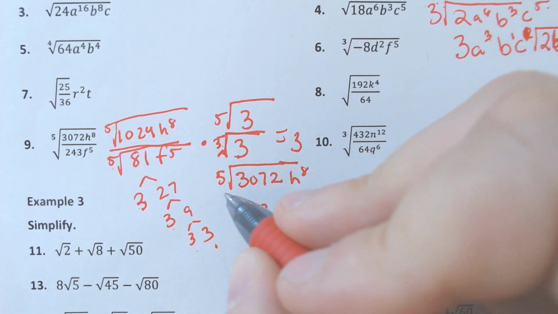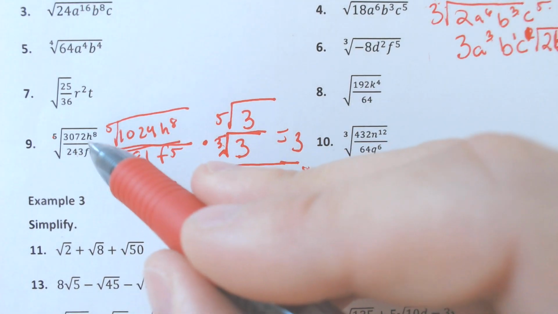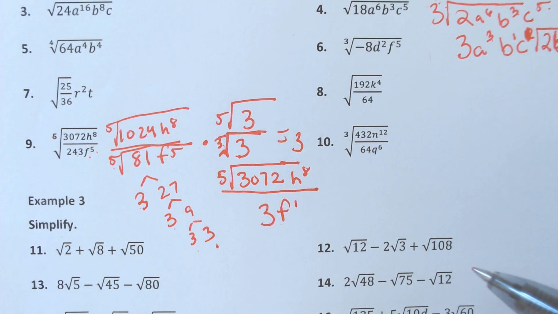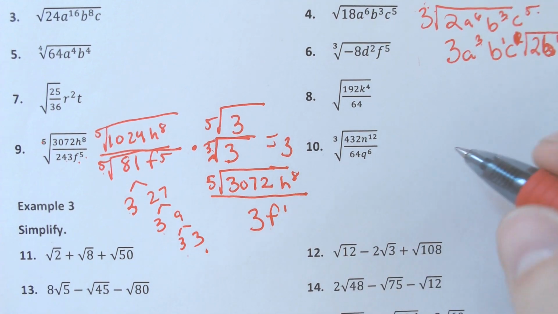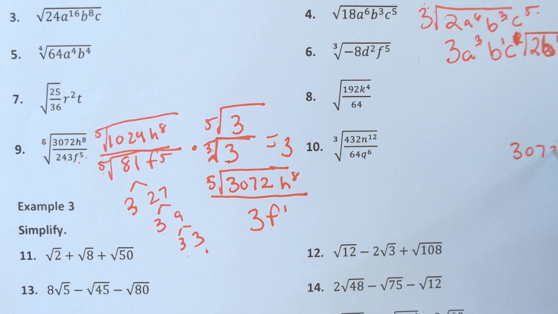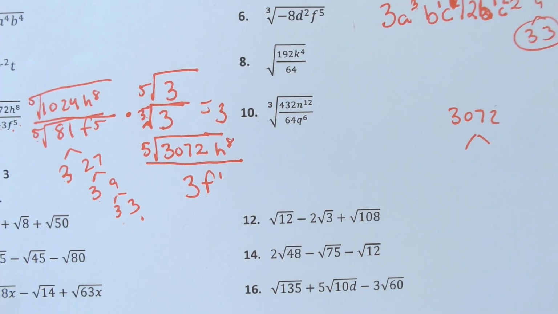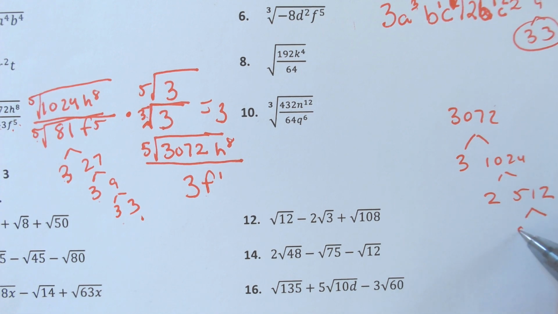H to the 8 I haven't dealt with. I will be doing the 5th root of f to the 5th power, which is f to the 1st. So, can the 3,072 break down? Well, I imagine 3,072 can do something. 3,072 divides by 3, and you get 1,024, which divides a lot. You get 512. And if you divide 512 by 8, you get 64. And divide by 8, you get 8.